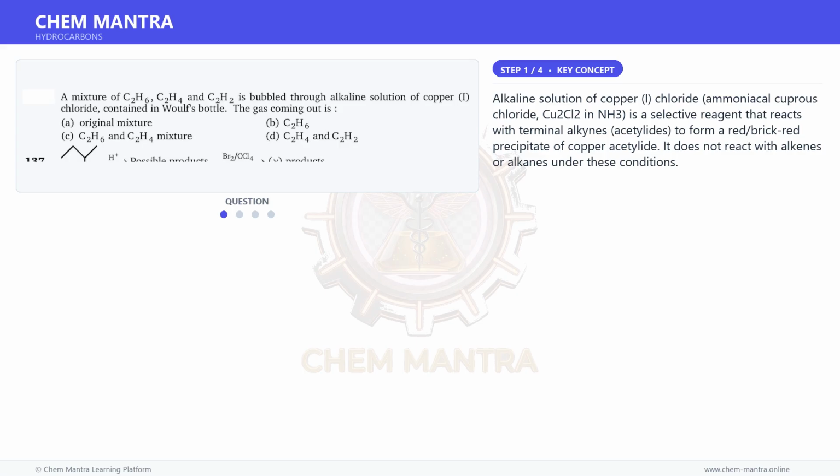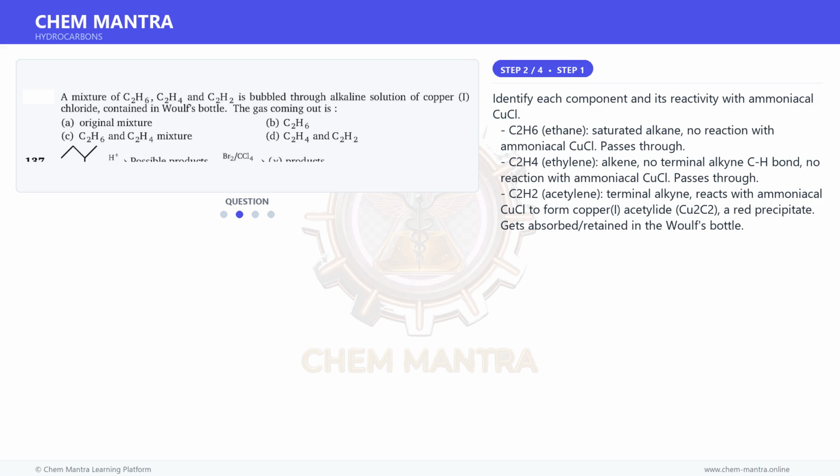Alkaline solution of copper(I) chloride, ammoniacal cuprous chloride, Cu2Cl2 in NH3, is a selective reagent that reacts with terminal alkynes, acetylides, to form a brick-red precipitate of copper acetylide. It does not react with alkenes or alkanes under these conditions.